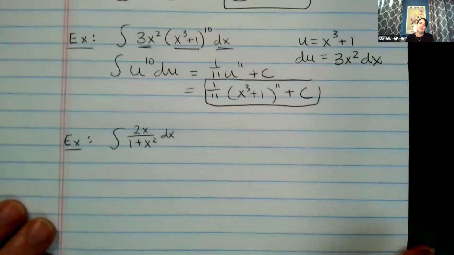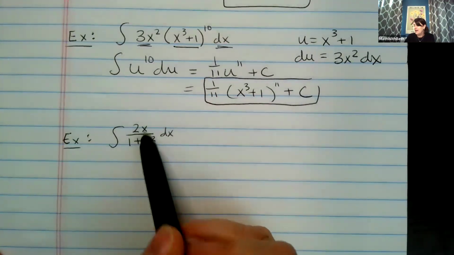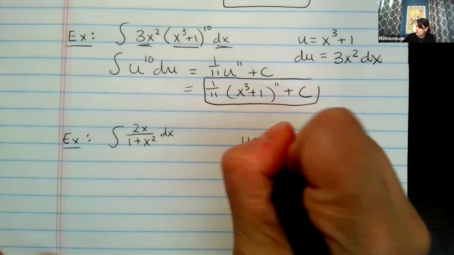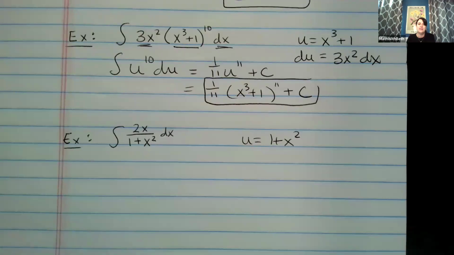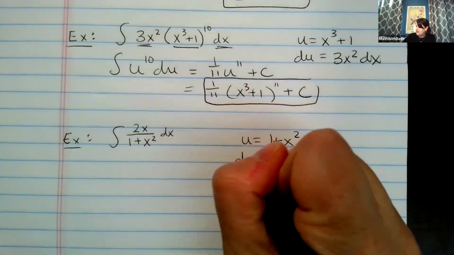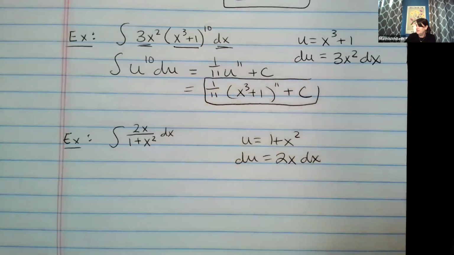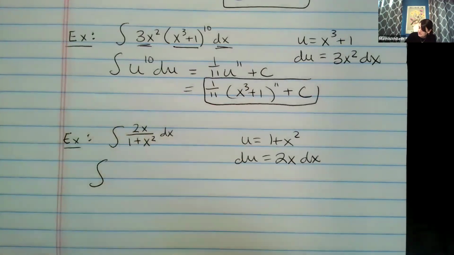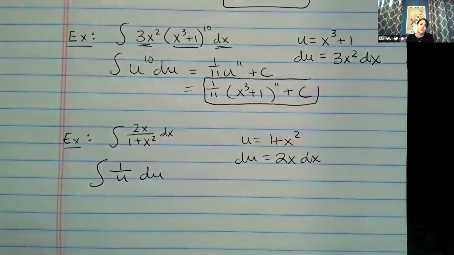All right, finally, one that's a quotient. So again, when in doubt, choose the one with the higher power. So I'm going to choose 1 plus x squared as my u and see if that works out nicely. My du would be 2x dx. Perfect. So I can rewrite this as 1 over u du.